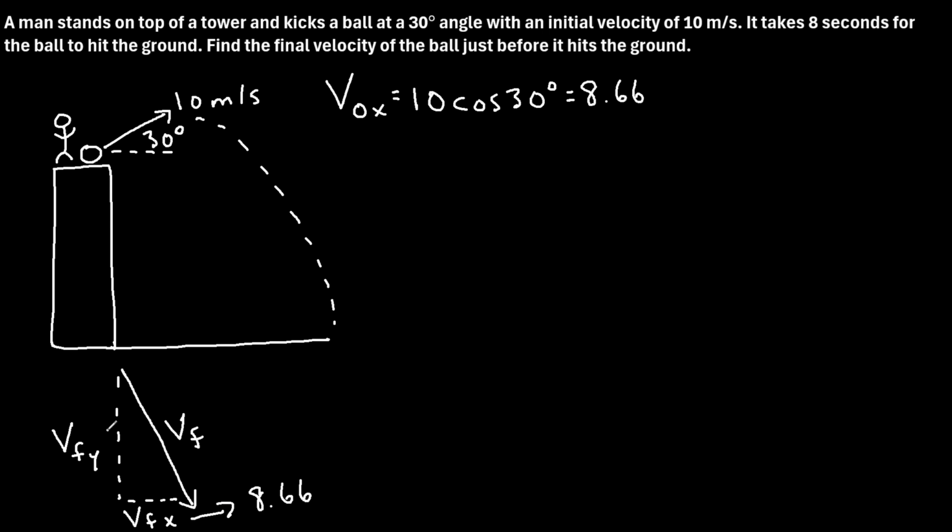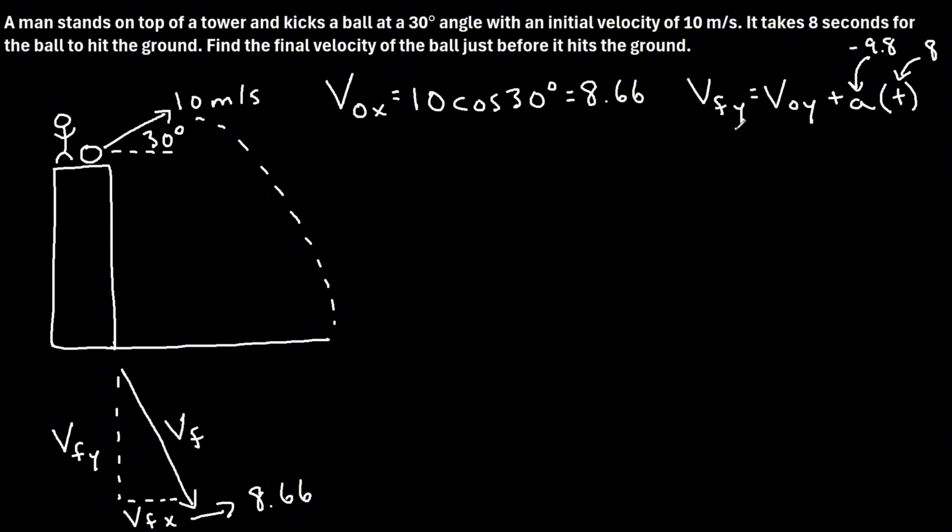Now we just need to find the final velocity in the y direction. So here's the formula we used to find that. The final velocity in the y direction, that's equal to the initial velocity in the y direction plus acceleration times time. Where acceleration, that's the acceleration of gravity acting on the ball, which is negative 9.8 meters per second squared. And the time, so the time that it takes for the ball to actually hit the ground, we're told, is 8 seconds. So we also know this value.